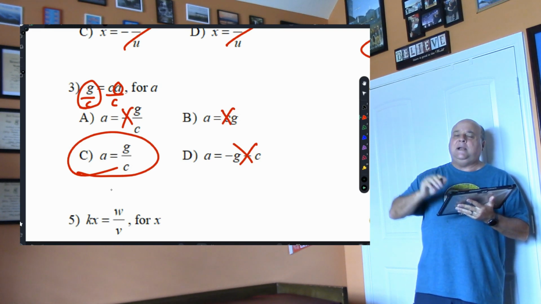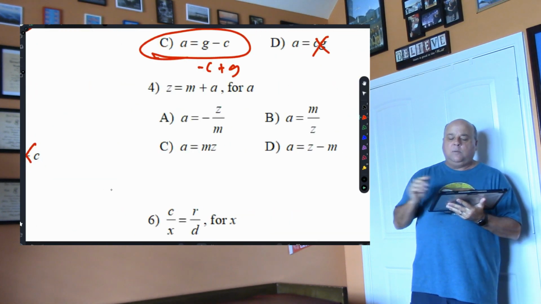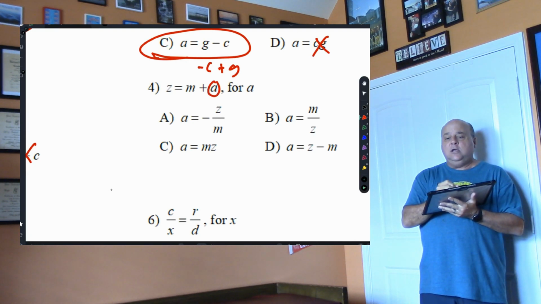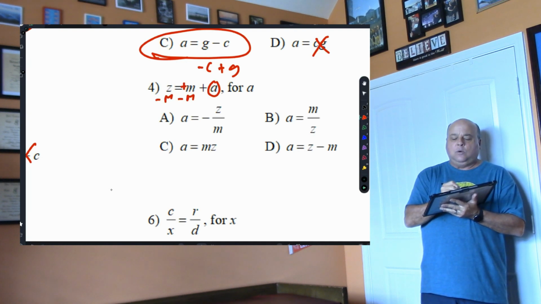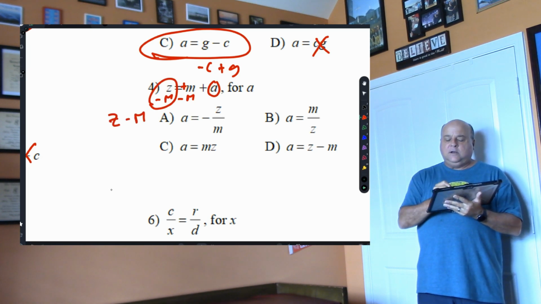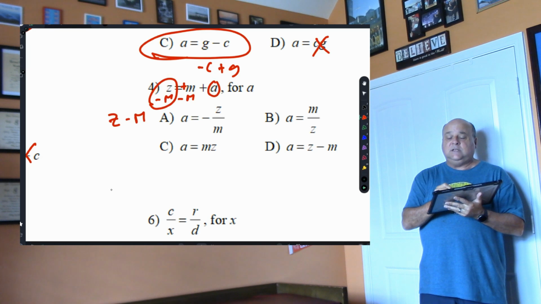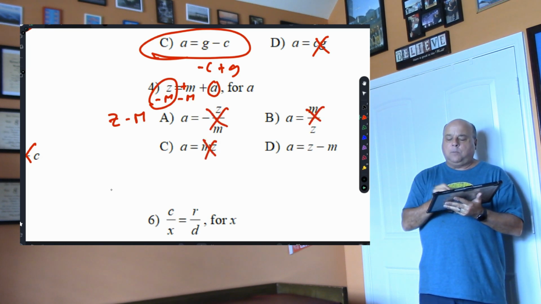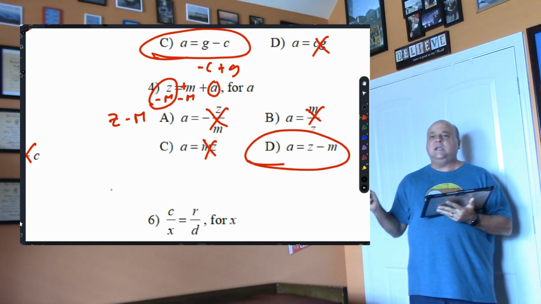Just try to eliminate choices that won't work. Number 4, we're going to solve for A, circle the A. I got to move that M over. Notice I'm adding, the opposite of a plus M is a minus M. So I need a Z and a minus M. Notice that this has a Z and an M, the Z's negative, but it's a fraction, it won't work. Fraction won't work, multiply won't work, right here is the answer.